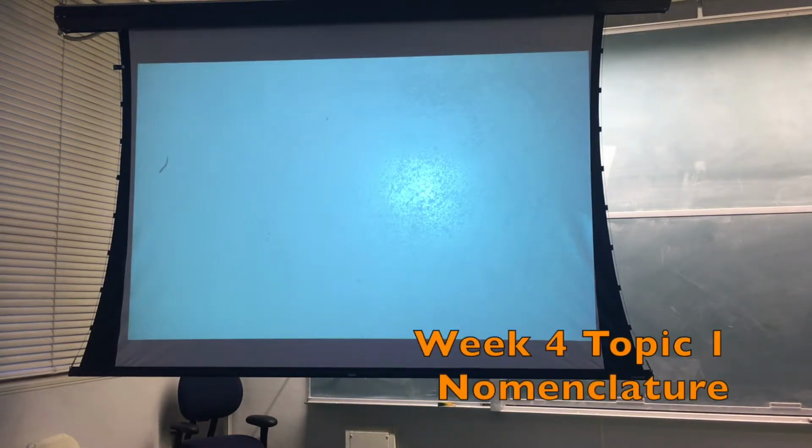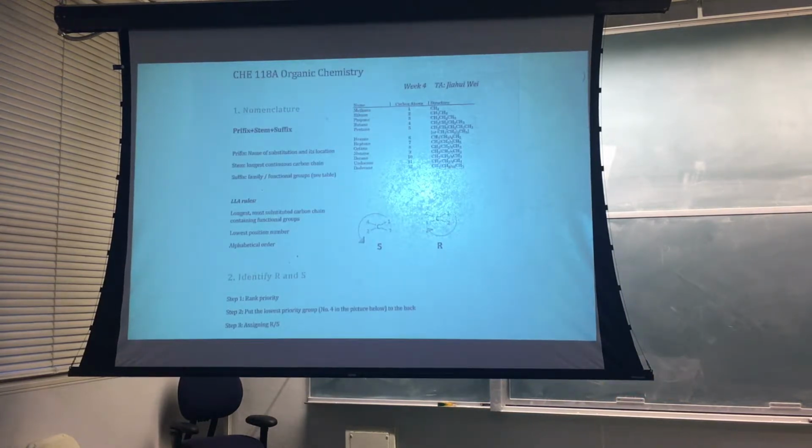Okay, let's talk about nomenclature finally. Do you know why this one is printed out, unlike the previous one that I hand drew myself? It's because I don't like this page. So you can see whenever I don't like a page, I type it out. When I really like something, I draw it by hand.